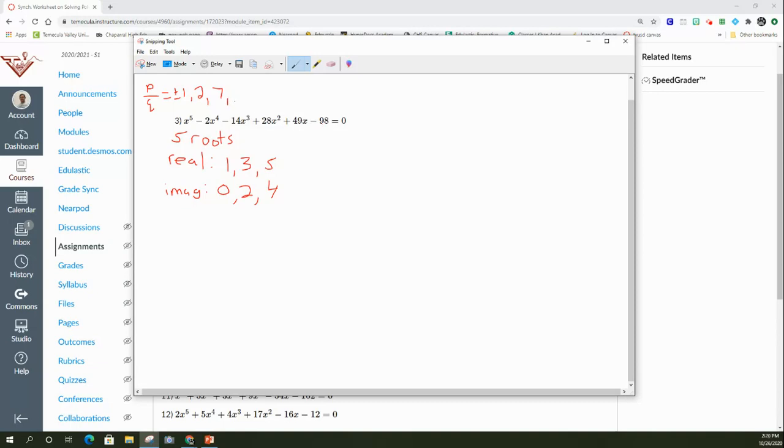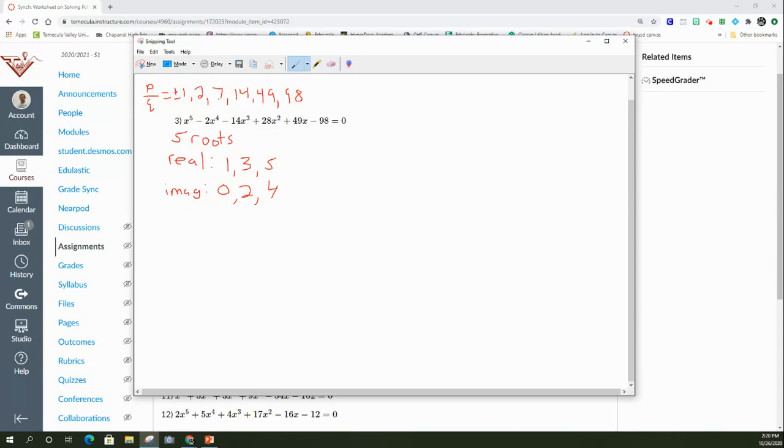All right. 98, does 8 go into it? No. Does 9? No. 10? No. All right, 11, 12. So we're getting back down. So it's going to be 7 times 14, right? 2 times 49, and 1 times 98. All right, so those are my possible rational roots.